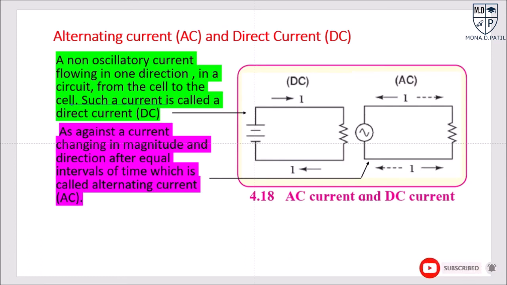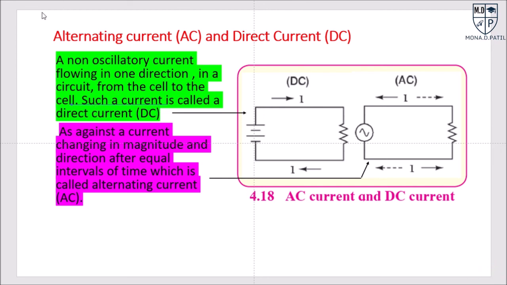A non-oscillatory current, oscillatory motion you have studied in 6th standard, types of motion. So a non-oscillatory current flowing in one direction in a circuit from the cell to the cell, such a current is called the direct current or DC. A current changing in magnitude and direction after equal interval of time is called alternating current. So here in alternating current, the direction of current is changing at the interval of time.